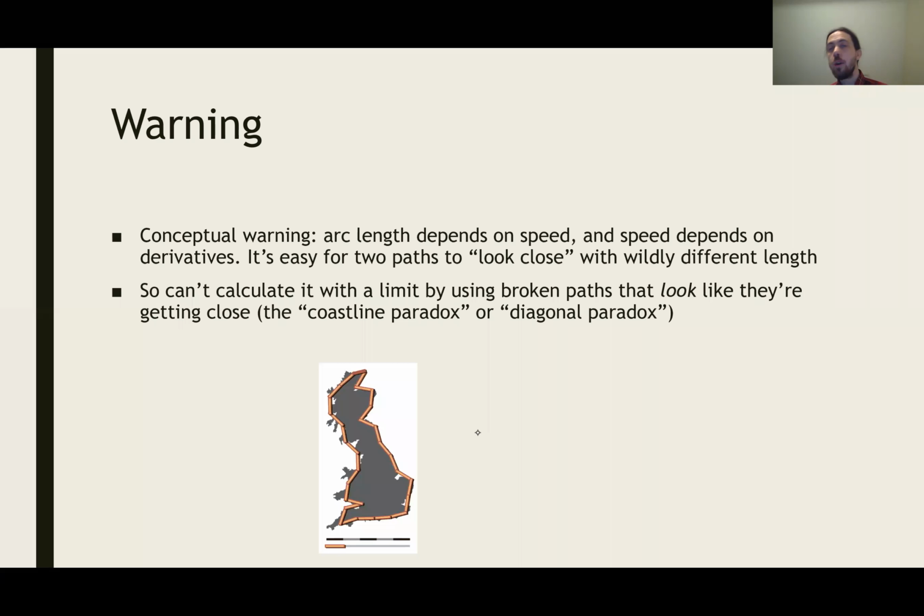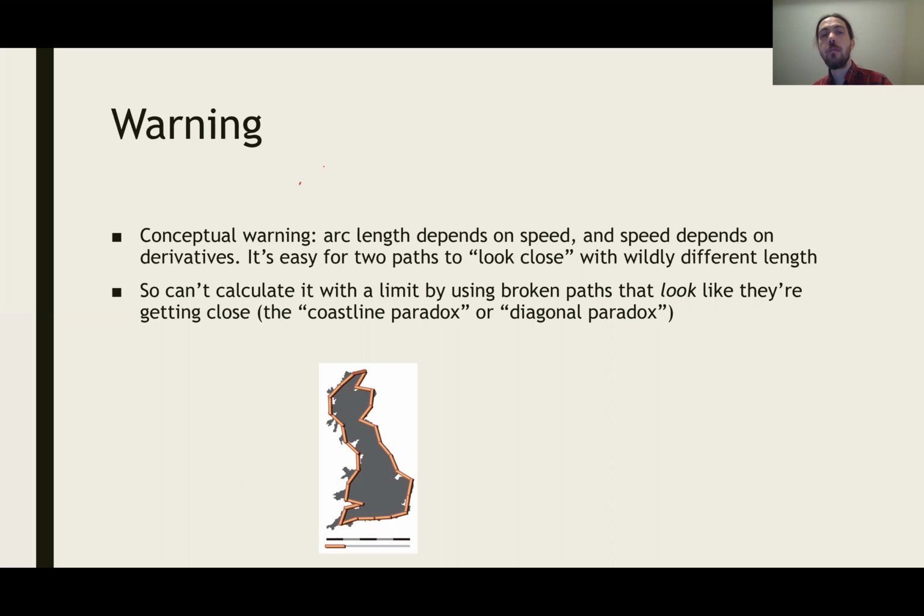There are a few warnings that go along with calculations of arc length. One of the warnings is that arc length depends on speed, and because speed depends on derivative, it's very easy for two paths to look very, very similar, but for one to be much longer than another.